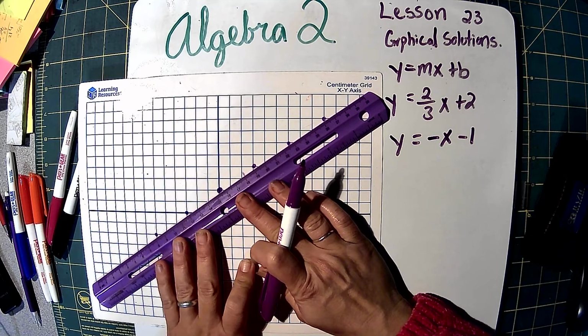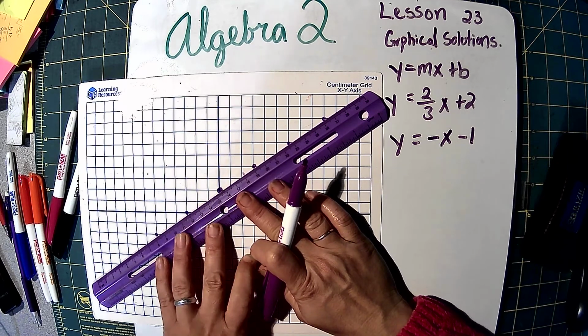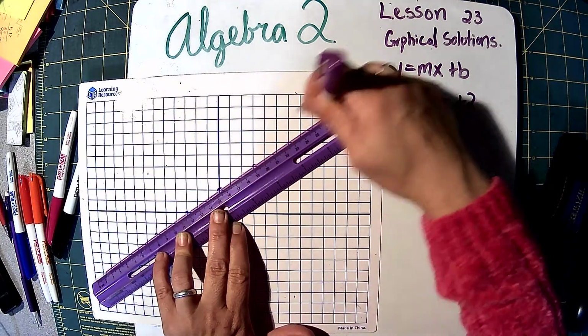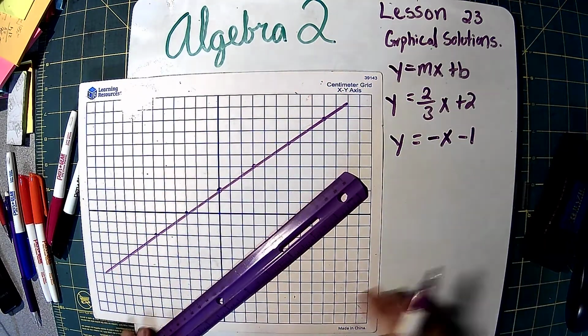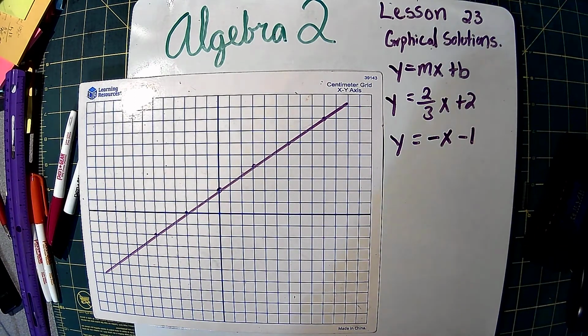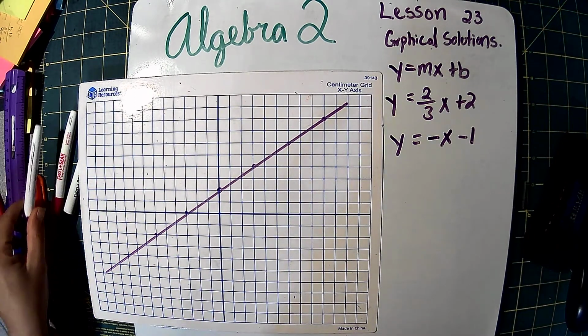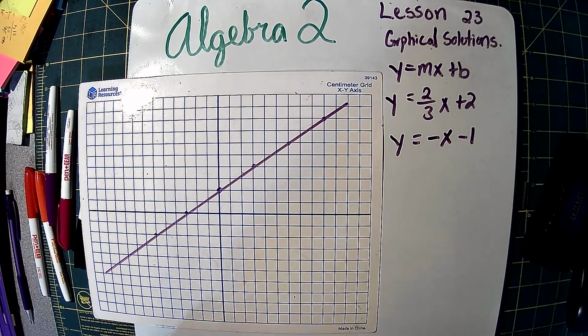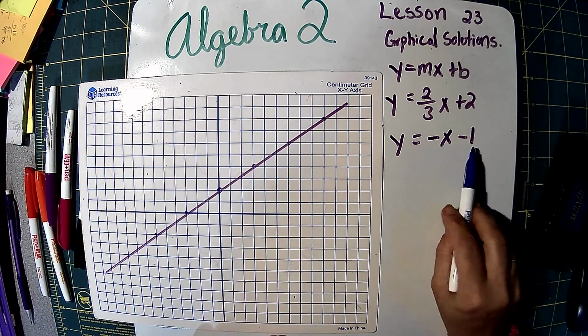That makes it 10 times easier if we've got a ruler. Okay. Alright, so there's that line. That's this one. And now I'm going to graph the other one with a different color. Let's see, I'll use blue. y equals negative x minus 1.